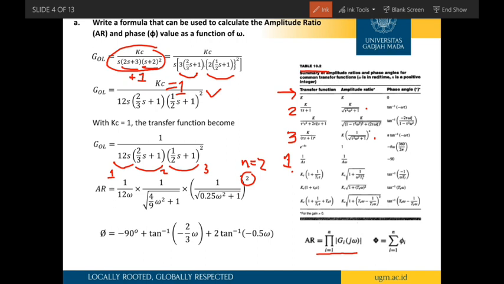And for the phase angle, we use this equation, where for 1 over 12s it becomes minus 90 plus tan inverse of minus 2 over 3 omega plus 2 tan inverse of minus 0.5 omega.